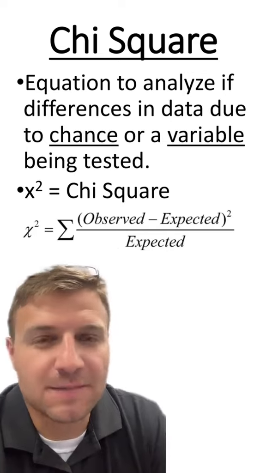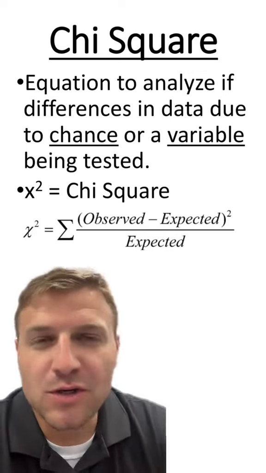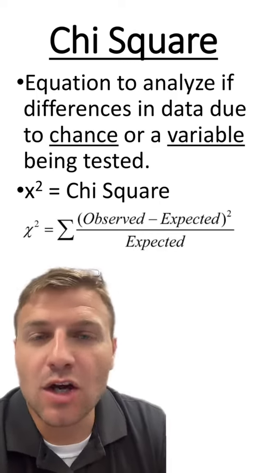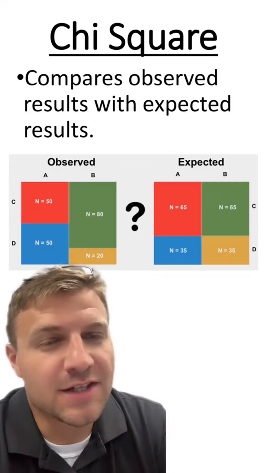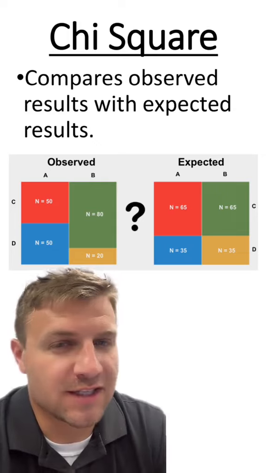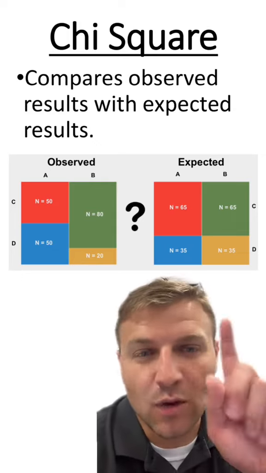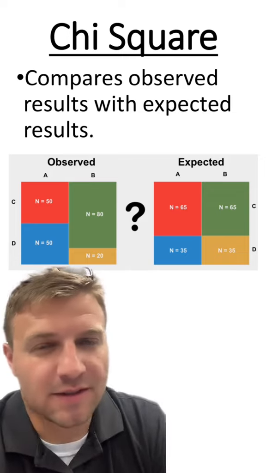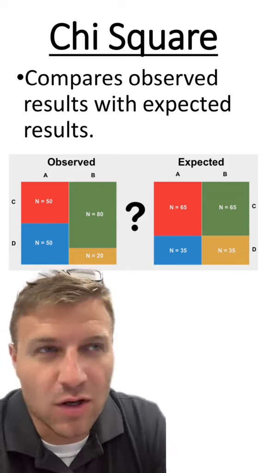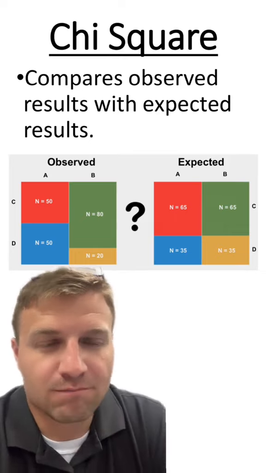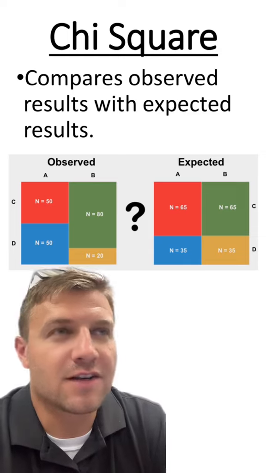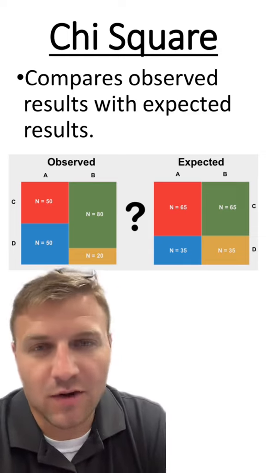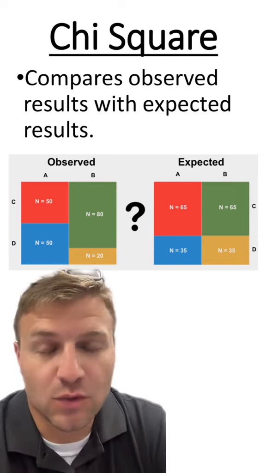Now, I'm not going to go over the steps to calculate this equation. I'm going to do that in another video. I just want to go over the concept behind this chi-square. Basically, you're comparing the observed results with the expected results. In some data set, we expect to get certain numbers. However, we don't always get those expected numbers. These observed values aren't always going to be exactly like expected. So what we have to do is figure out if there is a variable that's changing the outcome. And to do that, we use the chi-square test.